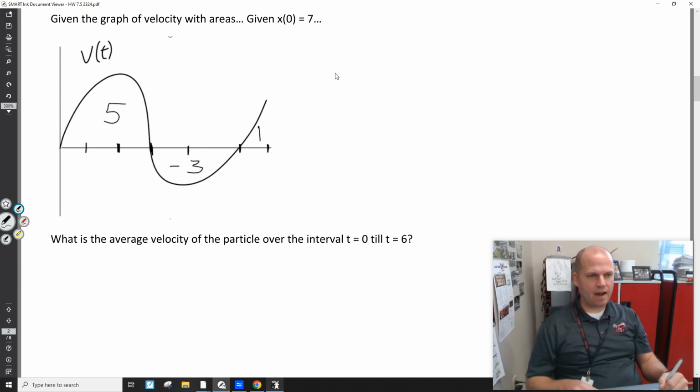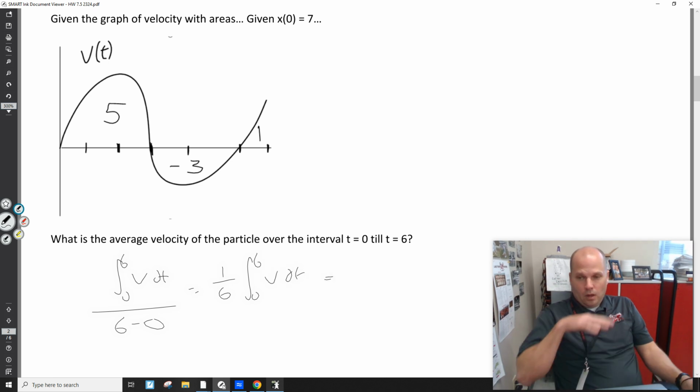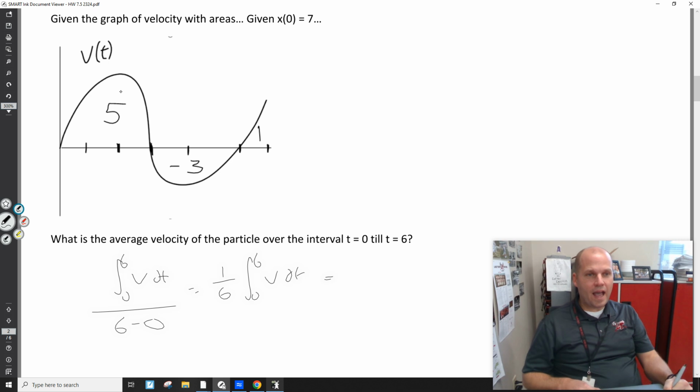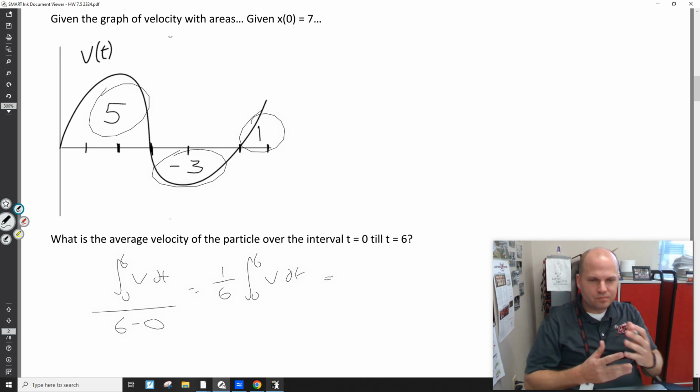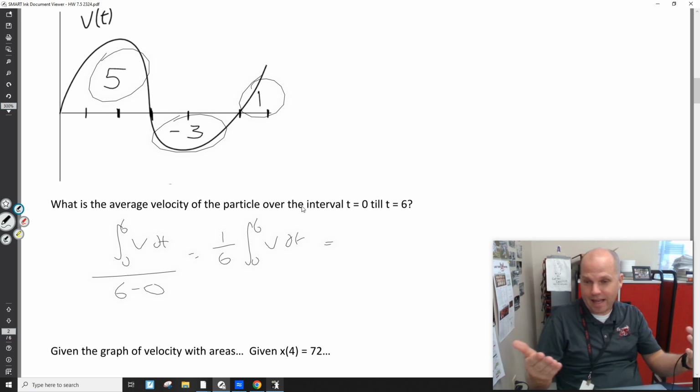Cool. What's the average velocity? Like, we don't need a full sign analysis to answer this. Well, I could accumulate my velocities over my interval 0 to 6. Divide it by 6 minus 0. If you want to, put the 1 over 6 on the other side. We have the accumulations of the velocity. We don't need to do anything really crazy. We don't need a full sign analysis, though. If we had it, it's easy to just use it.